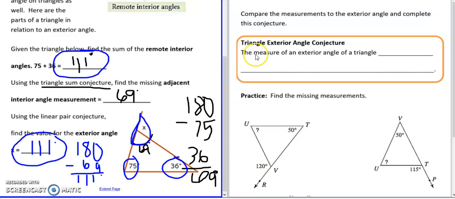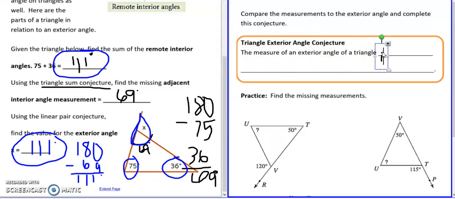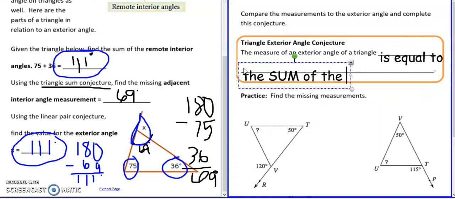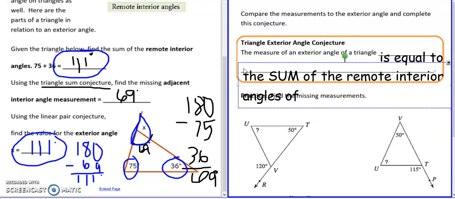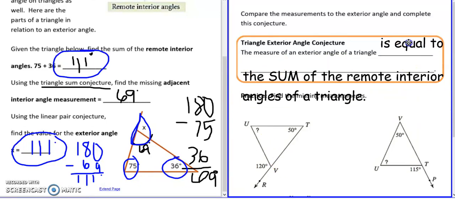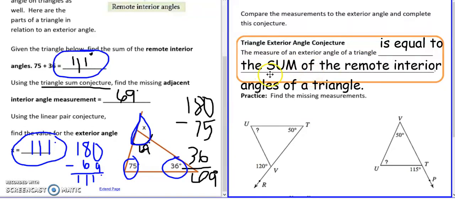We're going to fill in this conjecture, the triangle exterior angle conjecture. It says the measure of an exterior angle of a triangle is equal to the sum of the remote interior angles of a triangle. And I capitalized sum just as a reminder that you have to add the two remote interior angles together.